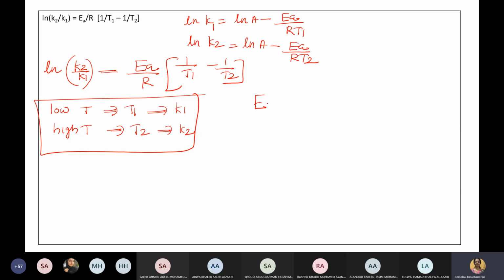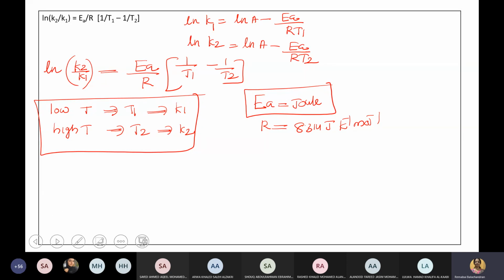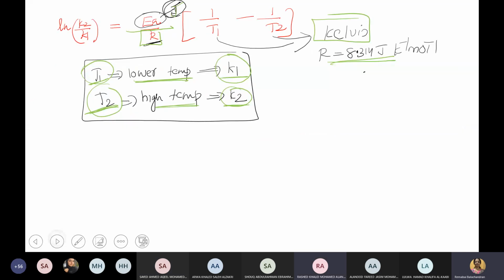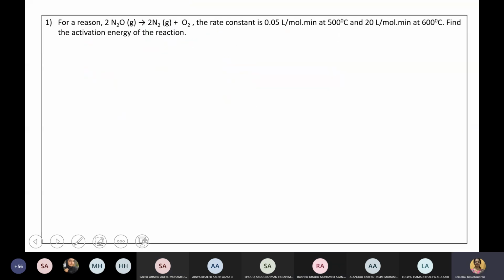And EA, very important thing, EA must be in what unit? Joule per mole. So if it is given as kilojoule, you must convert kilojoule to joule. What is the reason? Because the value of R is 8.314 joule Kelvin inverse mole inverse. If the energy of activation is given, mostly it will be given in kilojoule. So you must convert kilojoule to joule.